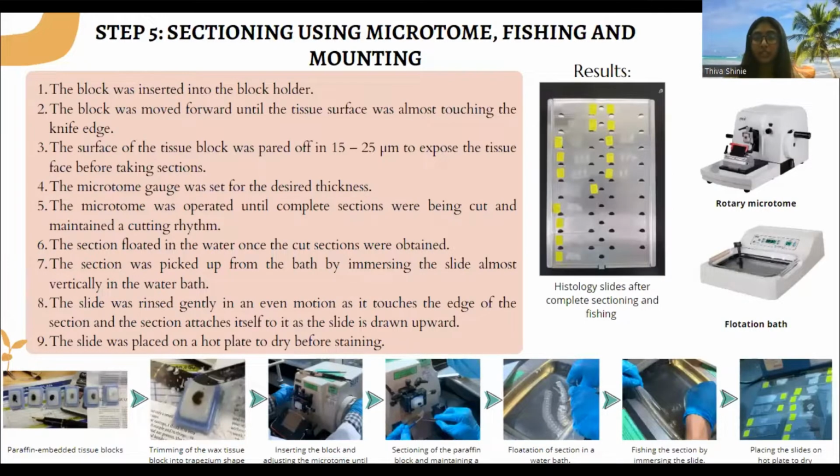After embedding, the steps of sectioning using microtome, fishing and mounting were performed. The apparatus used for this process is a rotary microtome, which is responsible for sectioning the paraffin block into thin sections, then a flotation bath, which will flatten and unwrinkle the sectioned ribbon.